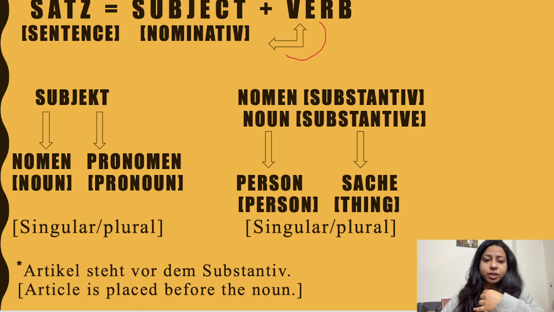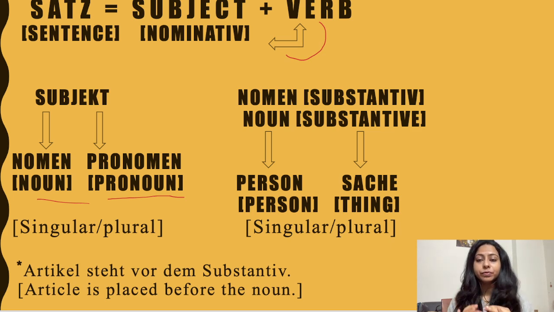Now, the subject, as I said, can either be noun or pronoun, nomen or pronomen, singular or plural. Nomen, substantive, noun: a substantive can either be a person or a thing, which can again be either singular or plural. The article is placed before the noun. In the German language, a noun is always accompanied by an article, and this article is placed just before the noun. You have to remember that the article is placed before the noun. Okay?